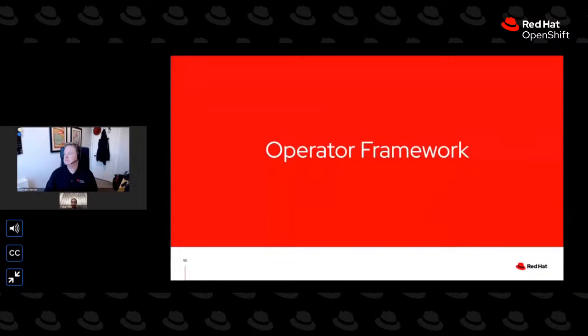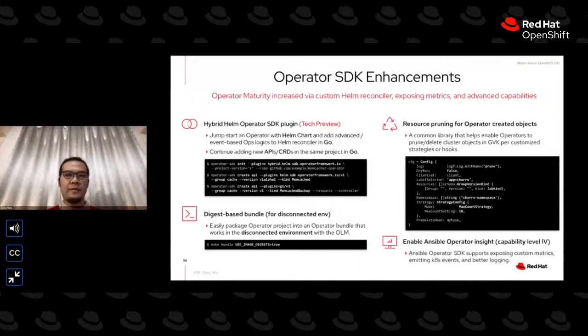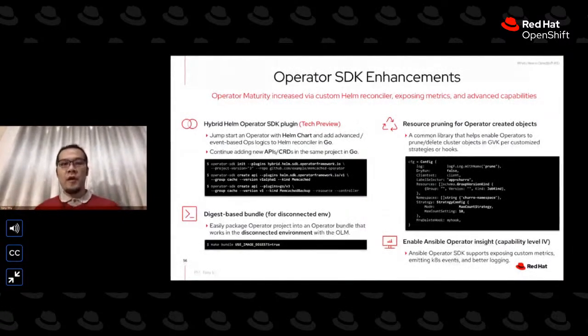Thank you, Duncan. So for Operator SDK, the overall theme is to help increase operator maturity. The first notable feature is the hybrid Helm Operator SDK plugin. Compared to Go or Ansible operators, which both can reach operator capability level 5, the traditional Helm operator has limited functionality. The hybrid Helm operator enhances it through Go APIs, so operator authors can not only still create an operator from an existing Helm chart easily, but also continue improving it by adding event-driven logic to the new Helm reconciler in Golang to more easily make it go beyond capability level 2.